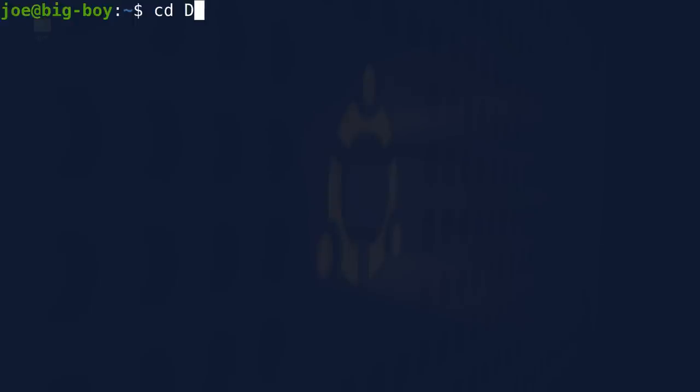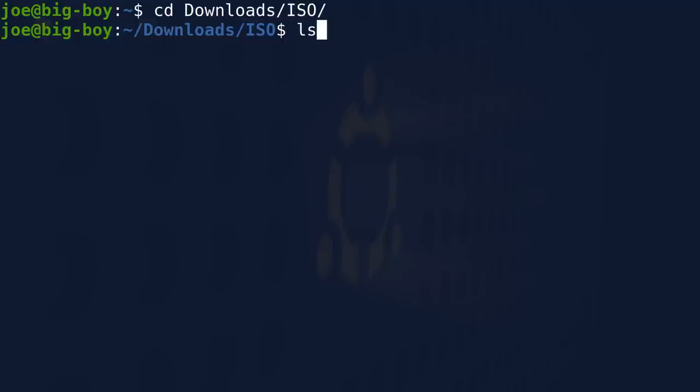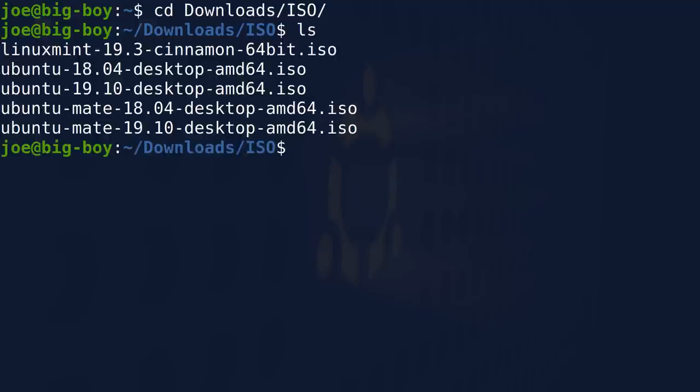So I'm going to go into my downloads directory, and then I'm going to go into, let's look at packages. No, I know what I want to do, ISO. All right, so let's list the files in here. You see I've got a bunch of ISO files. These are installation files for Linux operating systems, Linux Mint, and a whole different bunch of versions of Ubuntu, right?